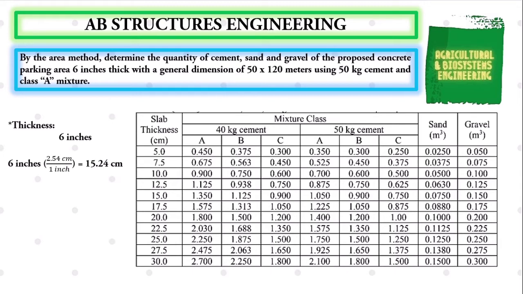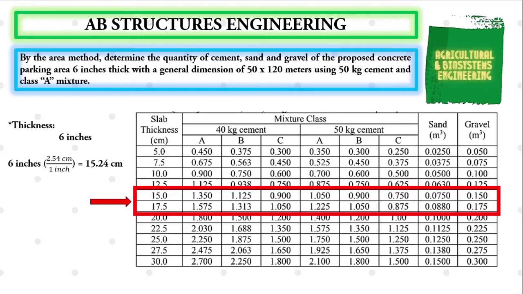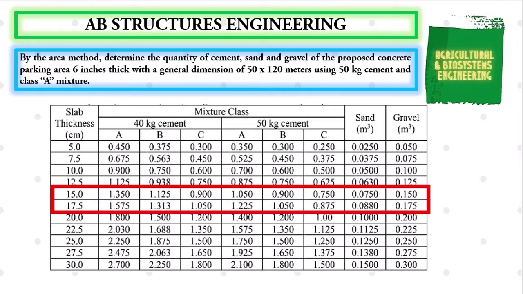We have to locate 15.24. Its location is between 15 centimeters and 17.5 centimeters. Through interpolation we can now solve for the values of our cement, sand and gravel. We always use the interpolation method if the thickness given in the problem is found between any of the slab thicknesses in the table. Now, the problem requires us to use Class A mixture under 50 kilograms.